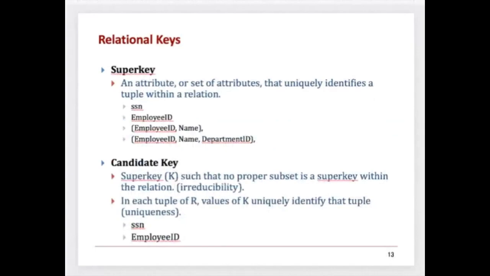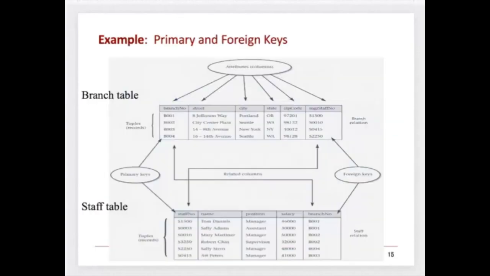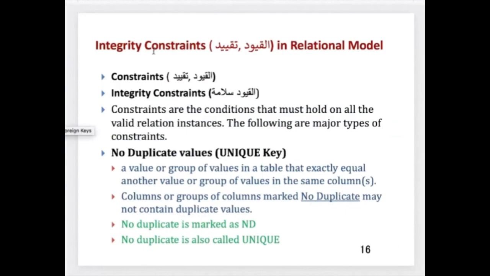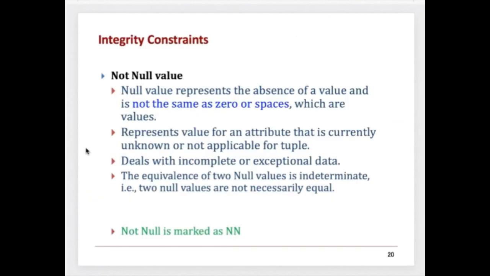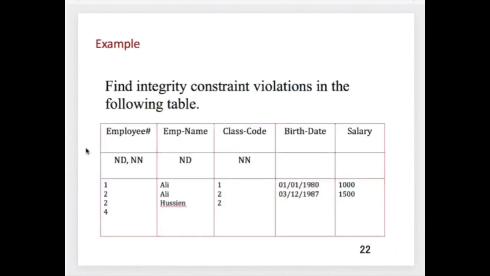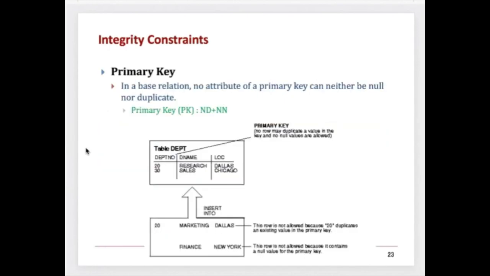Those were primary key constraints, foreign key constraints. The better word is constraint. Primary key constraint, foreign key constraint, then unique key constraint, no duplicate, unique, same thing, and not null value, the not null constraint. Then we saw examples to understand these concepts.